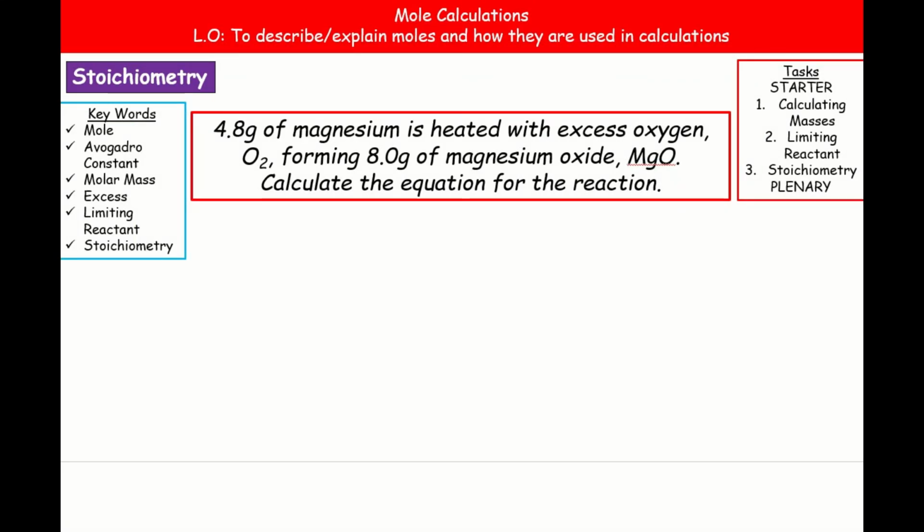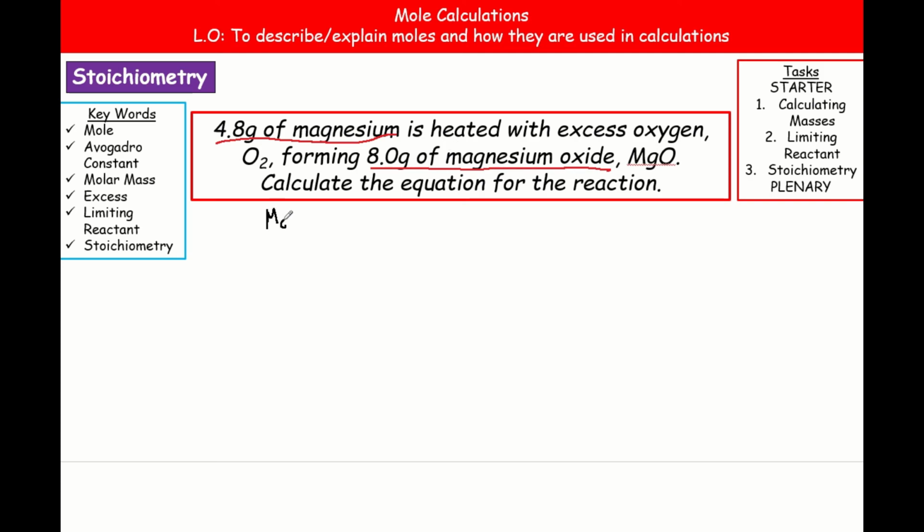So let's have a look at this answer then. 4.8 grams of magnesium is heated with excess oxygen, forming 8 grams of magnesium oxide. Calculate the equation for the reaction. So the first thing we need to do then is work out the amount of each of our named chemicals here, so the ones we've got the masses for. So we've got magnesium and magnesium oxide.